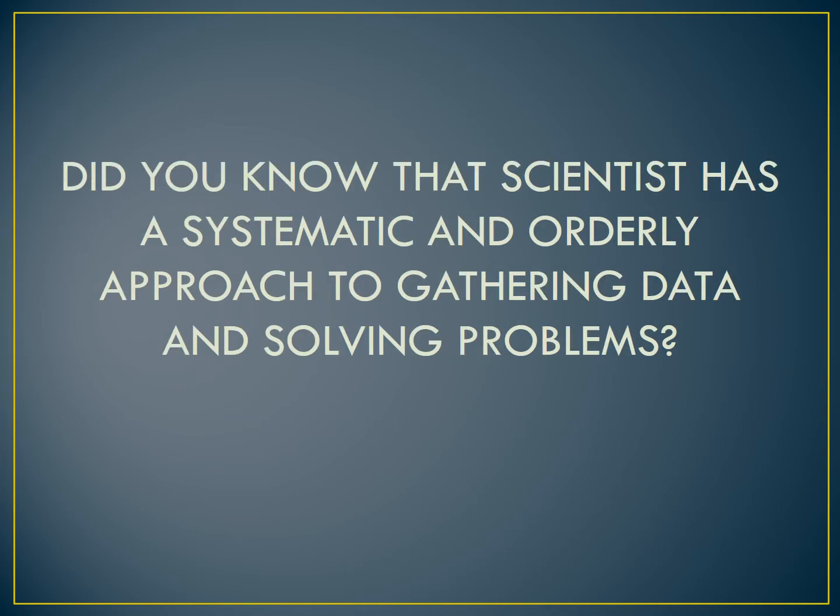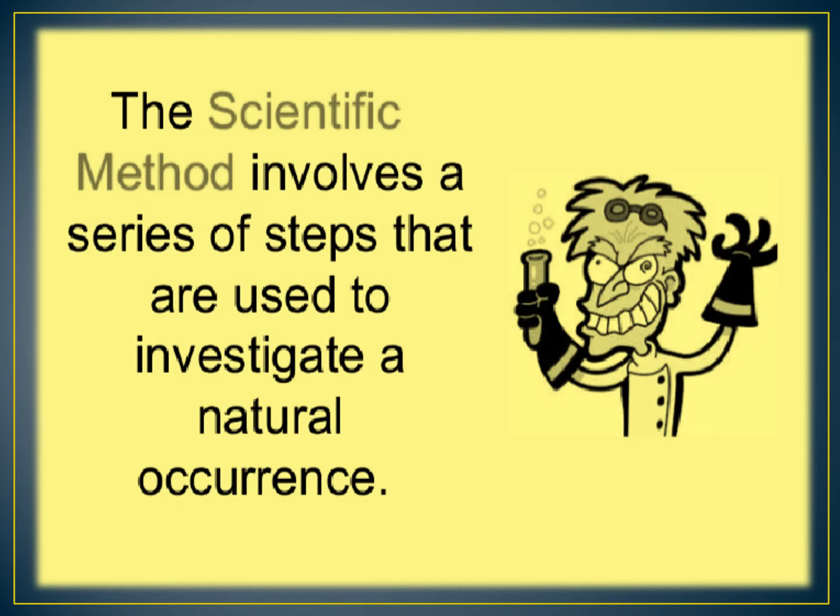So class, did you know that scientists has a systematic and orderly approach to gathering data and solving problems? What do you think is this approach? So scientists follows a systematic approach to gather accurate data in their research. So this systematic approach is called the scientific method. Now what is scientific method? The scientific method involves a series of steps that are used to investigate a natural occurrence.